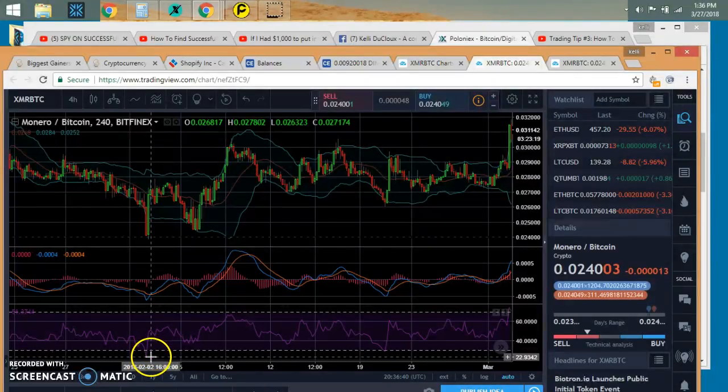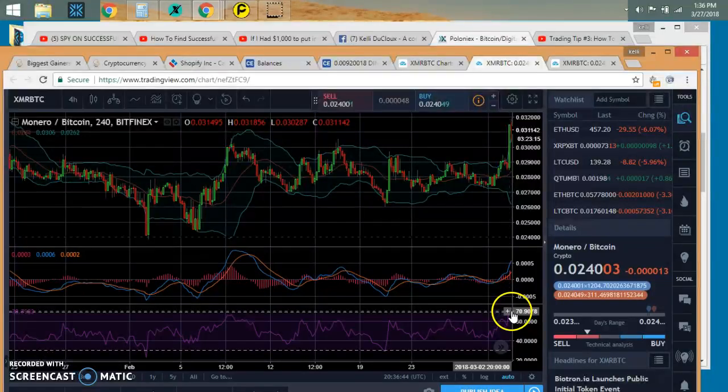Here's the 30. You want to see the price way below that, or you want to see the price way above that right here. I'm trying to point right here, but it's in the way. You see where I'm pointing, okay? You want to see that. And that's what you're looking for as an indicator that something might happen, right?